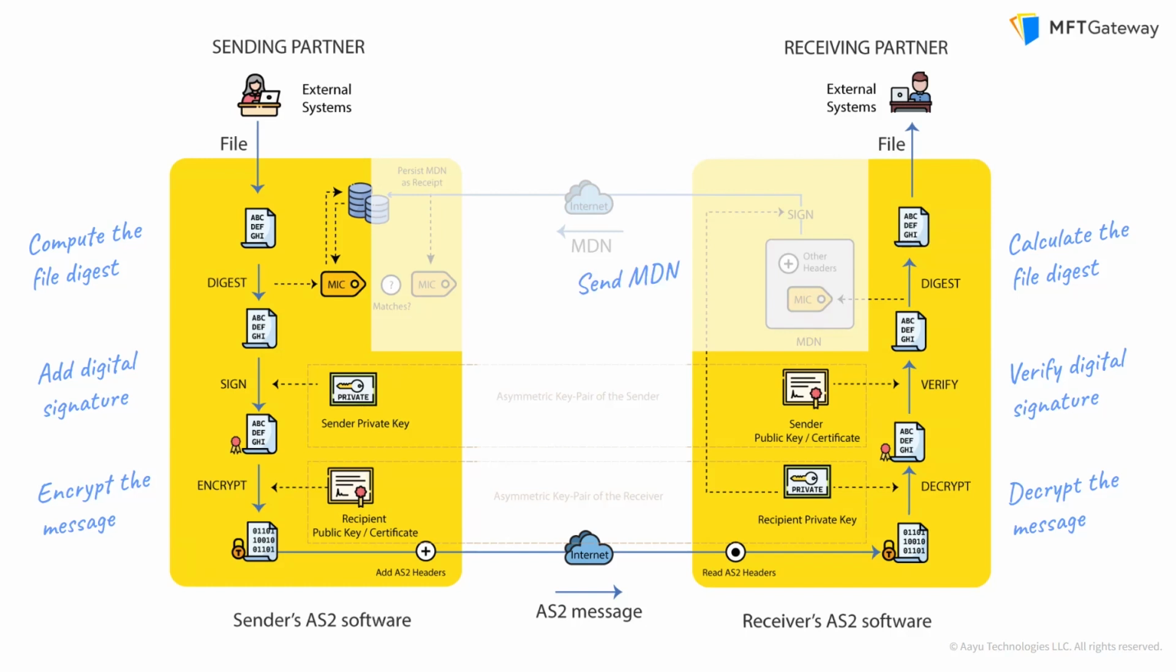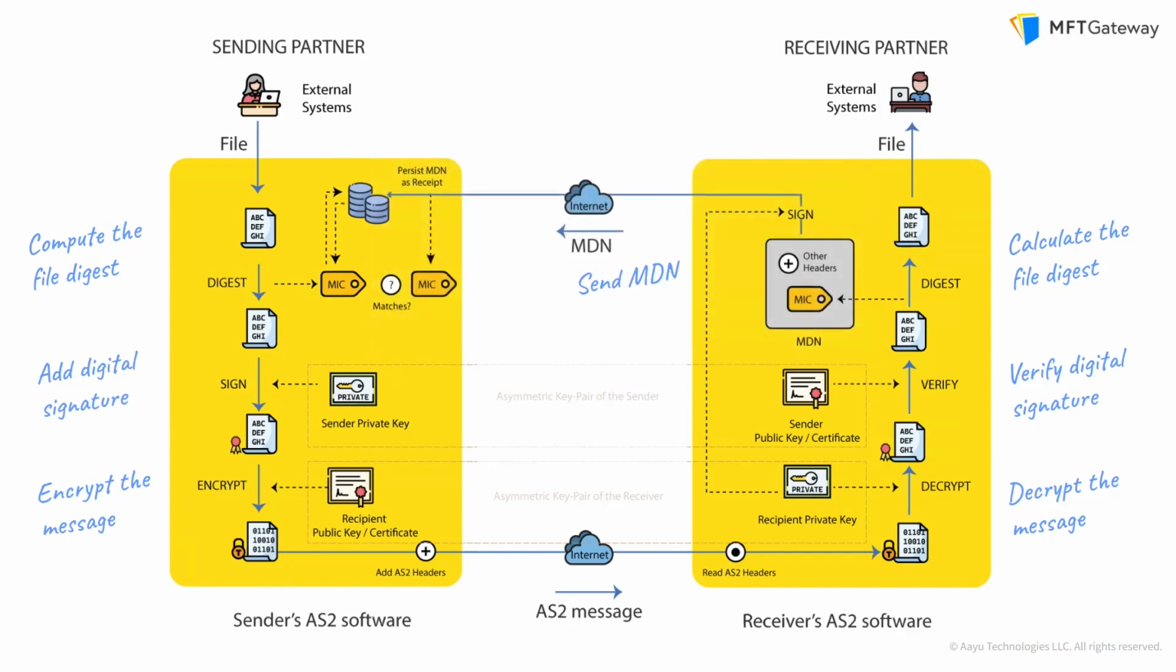And finally, they will create something called MDN, message disposition notification, which will have this MIC value included. This MDN is kind of like a signed receipt to acknowledge the sender that I have received this message at this time with this ID, and this is my processing state. So then this MDN will be sent back to the sending party.